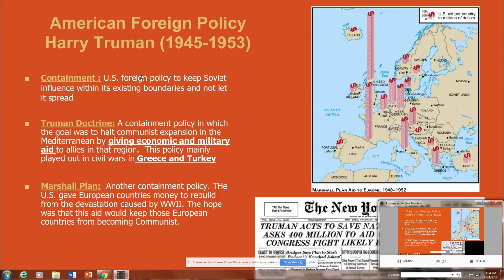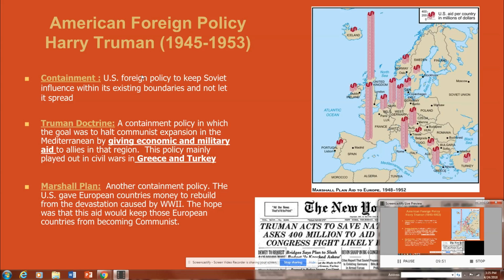So Harry Truman and his advisors, their goal was to, again, contain communism. And so there are a few ways that they do that. First of all, containment is keeping the existing boundaries and not allowing Soviet influence to spread. Well, how do we do that? Well, the first one we're going to talk about is the Truman Doctrine.